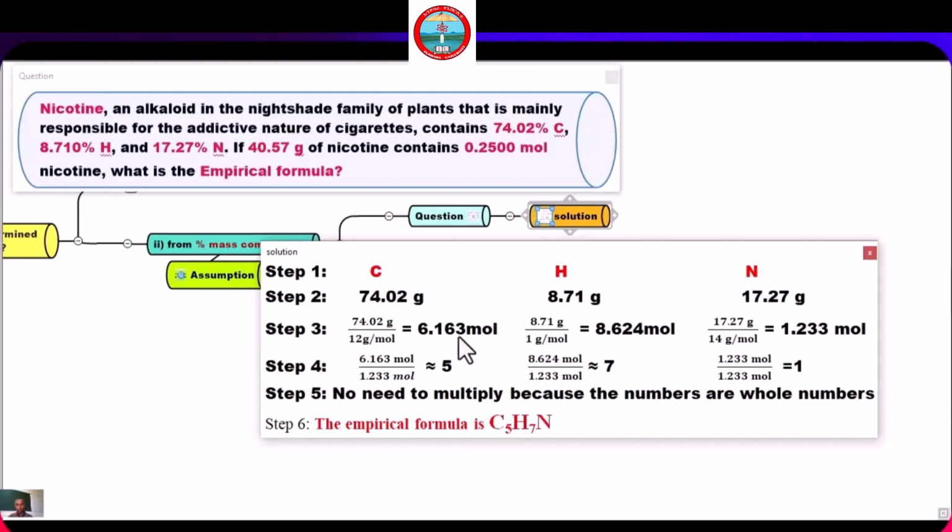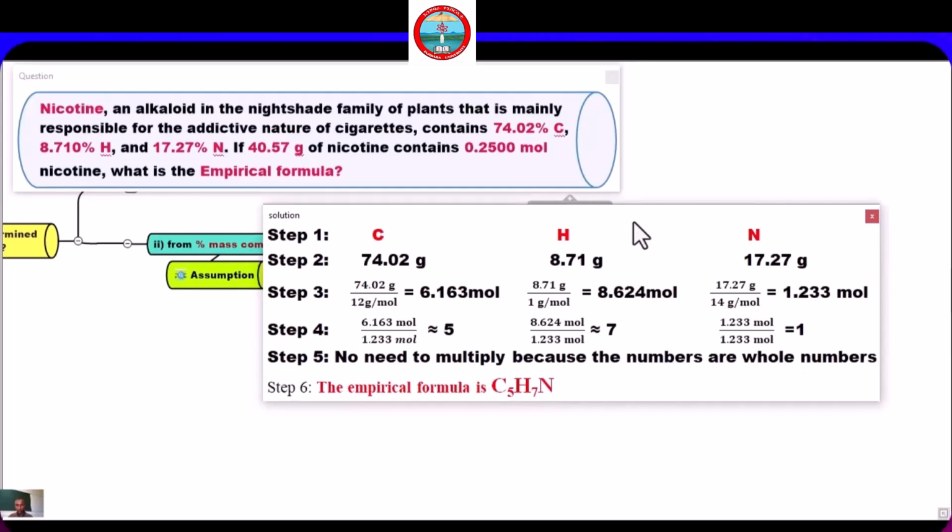The smallest number from these moles is this one, 1.233. So divide this and this by the smallest number, and we will get the mole ratio 5:7 for hydrogen and 1 for nitrogen. Generally in this case we do not need to multiply by a multiplier, because the obtained mole ratio is whole number. So the empirical formula becomes C5H7N1.